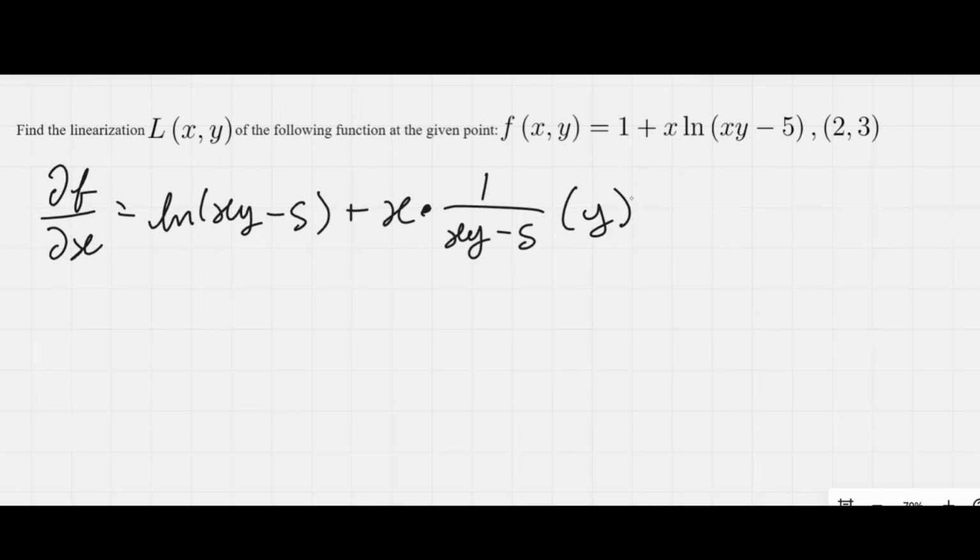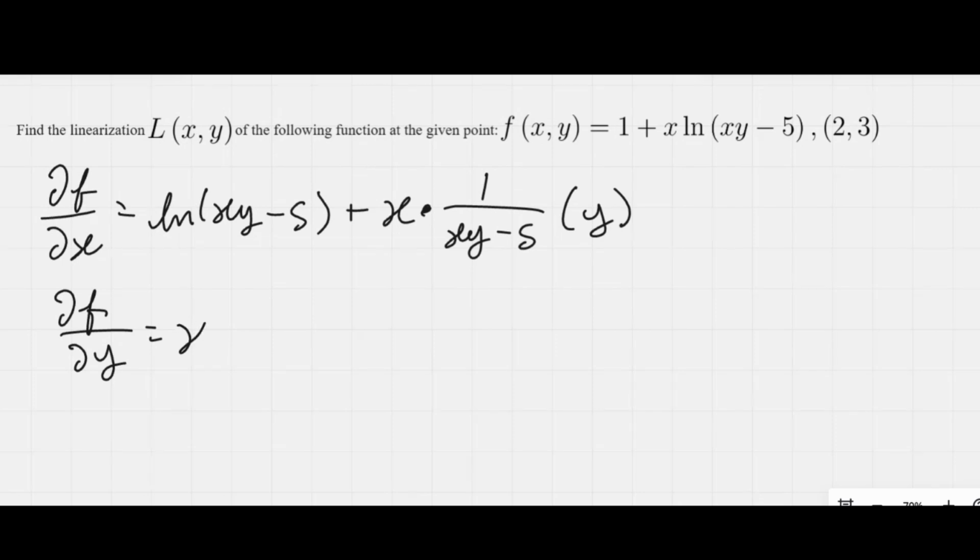Okay, now we can do the same thing, but for the partial derivative of f with respect to y. Similarly, we don't have to use the product rule. However, we do need to derive this ln(xy minus 5) over here. We can use the same process, except in order to do the chain rule, we have to take out the x instead of the y. So let me show you what that means in practice.